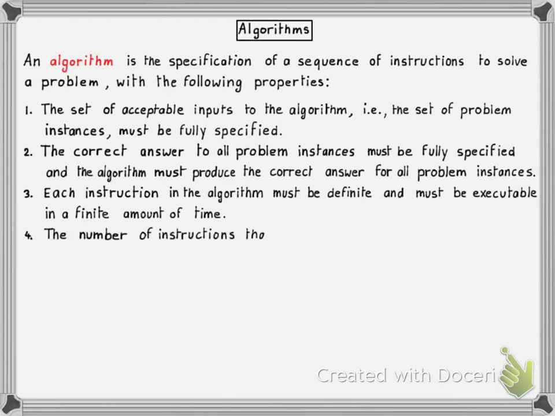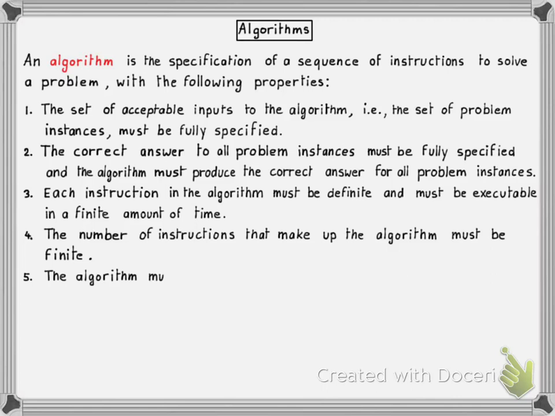The fourth required property is that the number of instructions that make up the algorithm must be finite. So by definition, an algorithm is finite. You can't use, say, dot dot dot, like we do in an infinite set to define the instructions in an algorithm. It must have, by definition, a finite number of instructions.